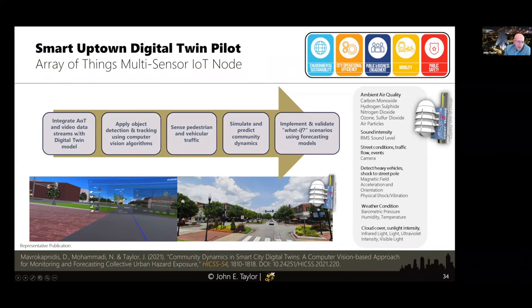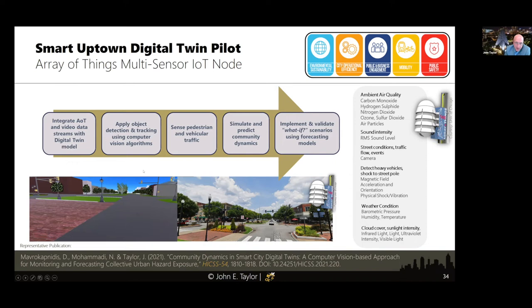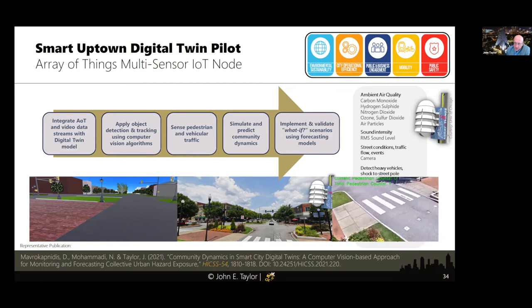So we couple in the data from the Array of Things and from the video data with the digital twin model. Next, we apply object detection and tracking using computer vision algorithms. On the bottom right here, we're using DeepSORT combined with YOLO, or You Only Look Once, version 3, to count pedestrians and cars and to see the tracing of where they're going. And so we've sensed pedestrian and vehicular traffic, and then we want to simulate and predict community dynamics that are occurring in the uptown area, and ideally get to a what-if scenario where we can do some forecasting.